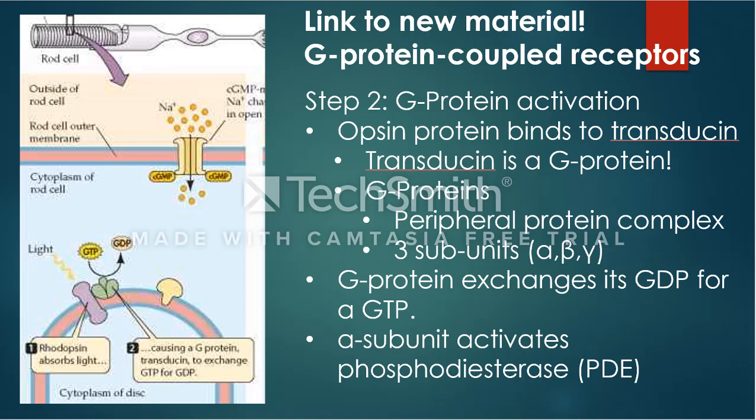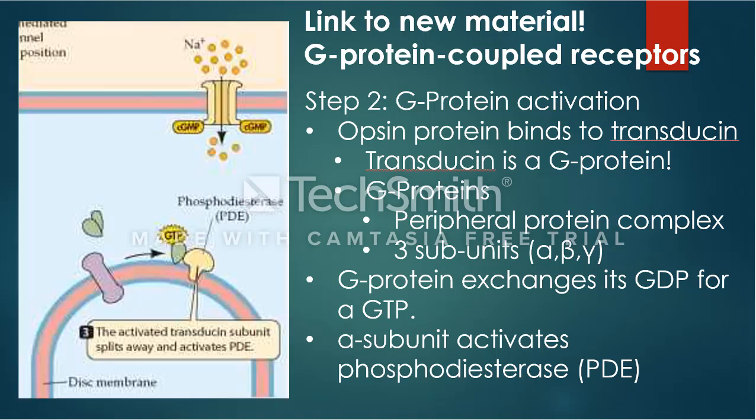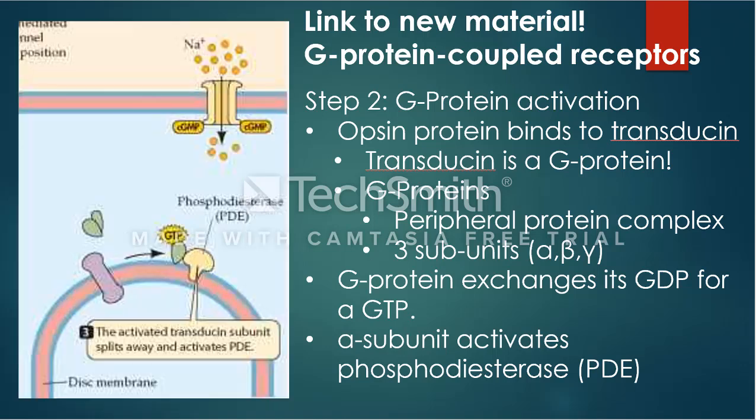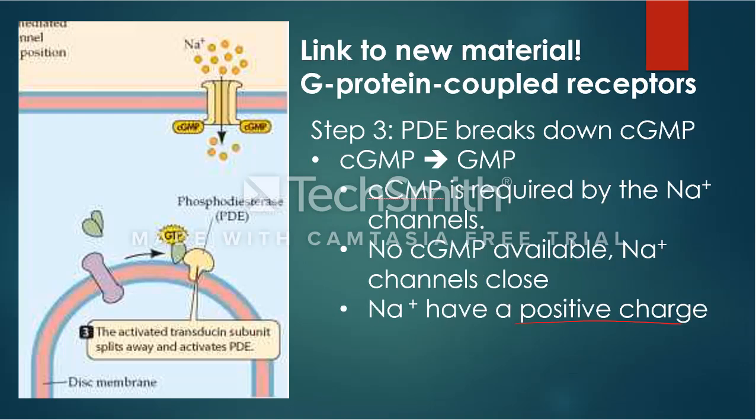Okay. Once the G protein has exchanged its GDP for a GTP, the alpha subunit will start to move away. It will separate from the beta and the gamma subunits, and move over to this third protein. This third protein, we call phosphodiesterase, or PDE for short. All right, so what is phosphodiesterase? Now we have to go take a look.